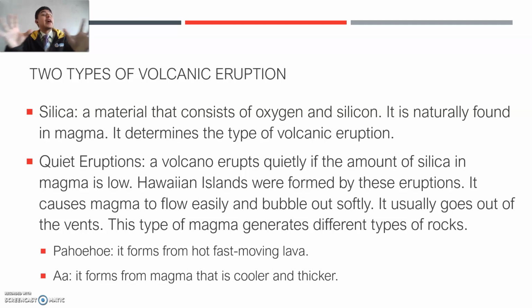So just to recap everything that we have said. Basically, the level of silica is very low during quiet eruptions. Since there isn't a lot of oxygen and silicon, the magma can flow easily, or it is very smooth. So when it bubbles, it is not very strong, let's say. It's not very drastic. And of course, since magma can flow easily, it is going to go out of the vents little by little, and a big eruption is not going to happen.